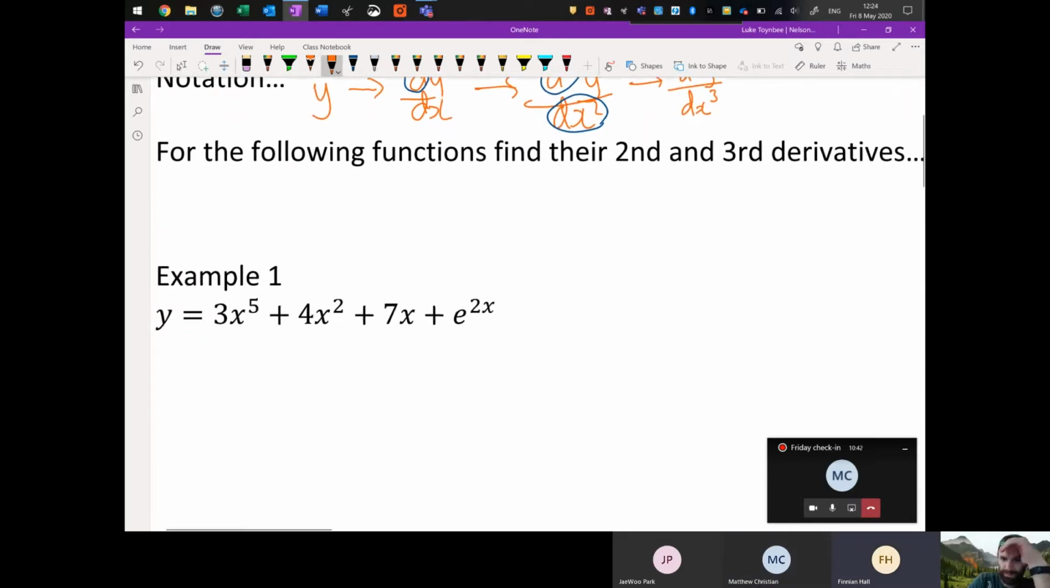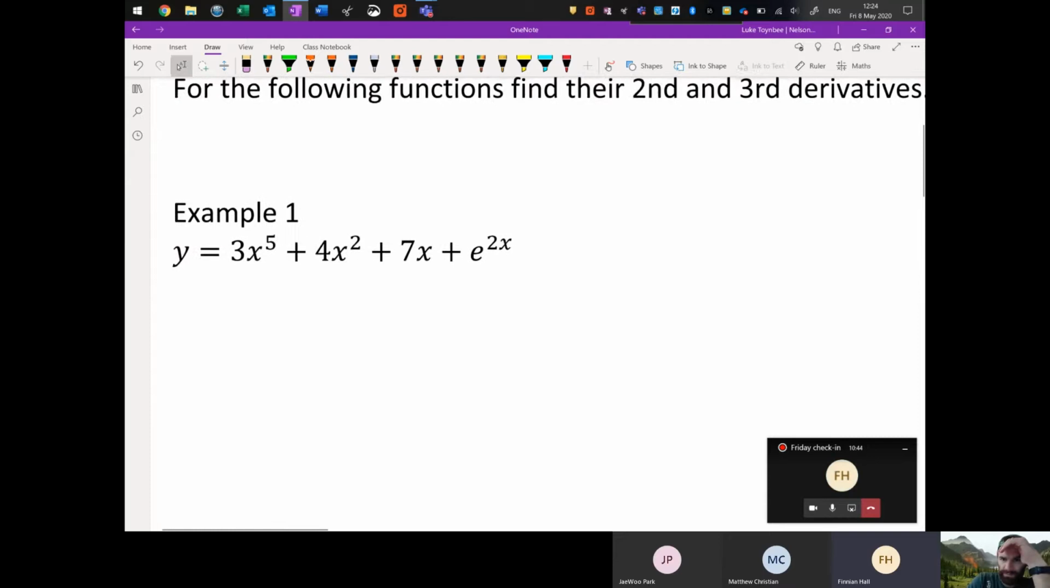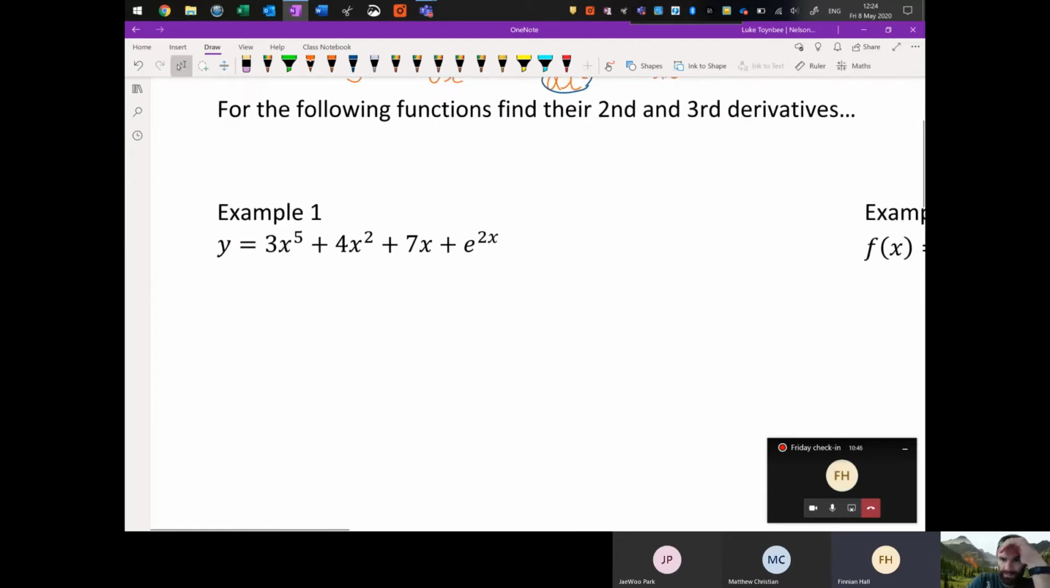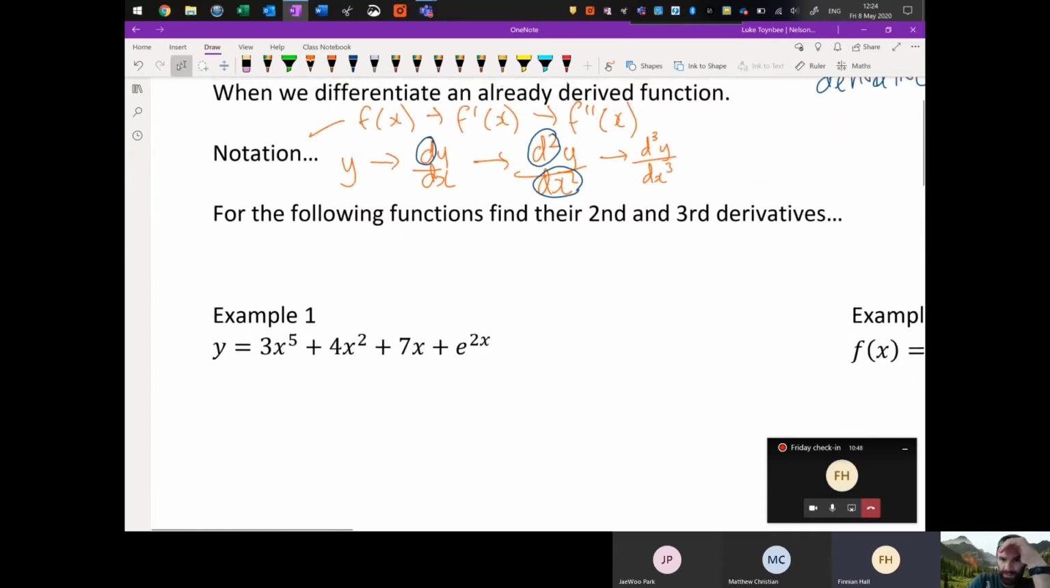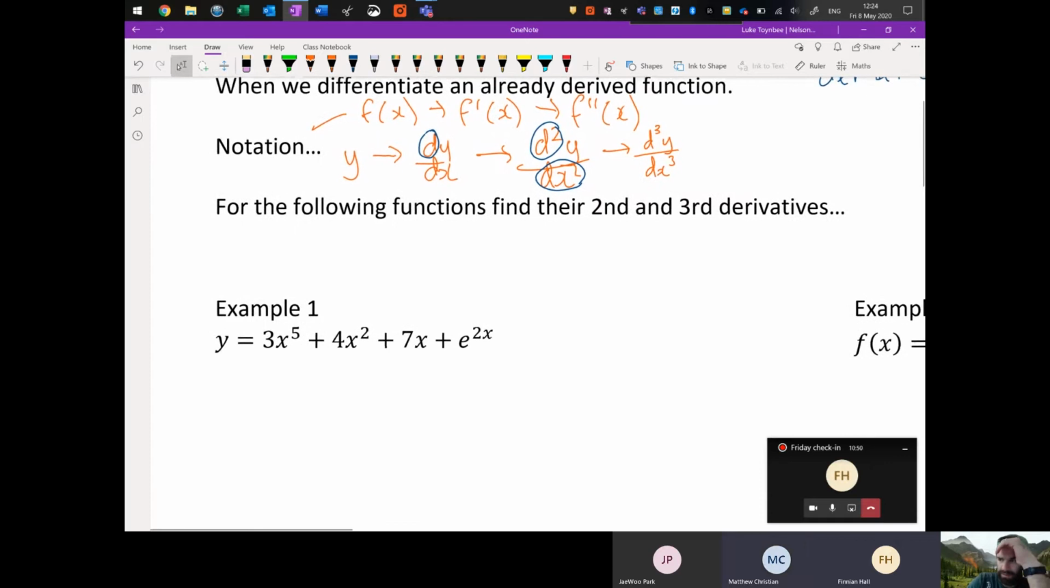Happy with that? Would we have to write that down, or could we just stick to the multiple lines over the top? If you do f dash dash, that should be fine.